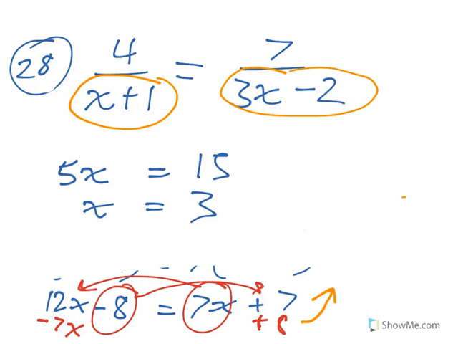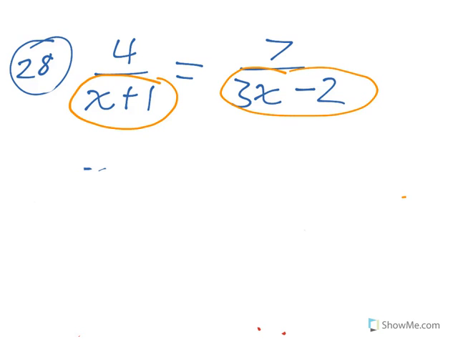Now, I know this seems very strange, but hopefully you get used to it, and we can actually double check this. Let's double check it right now. If x is 3, then 4 divided by 3 plus 1, which is 4, is 1. If x is 3, that would be 9 minus 2, which is 7. 7 divided by 7 is 1, and it works.